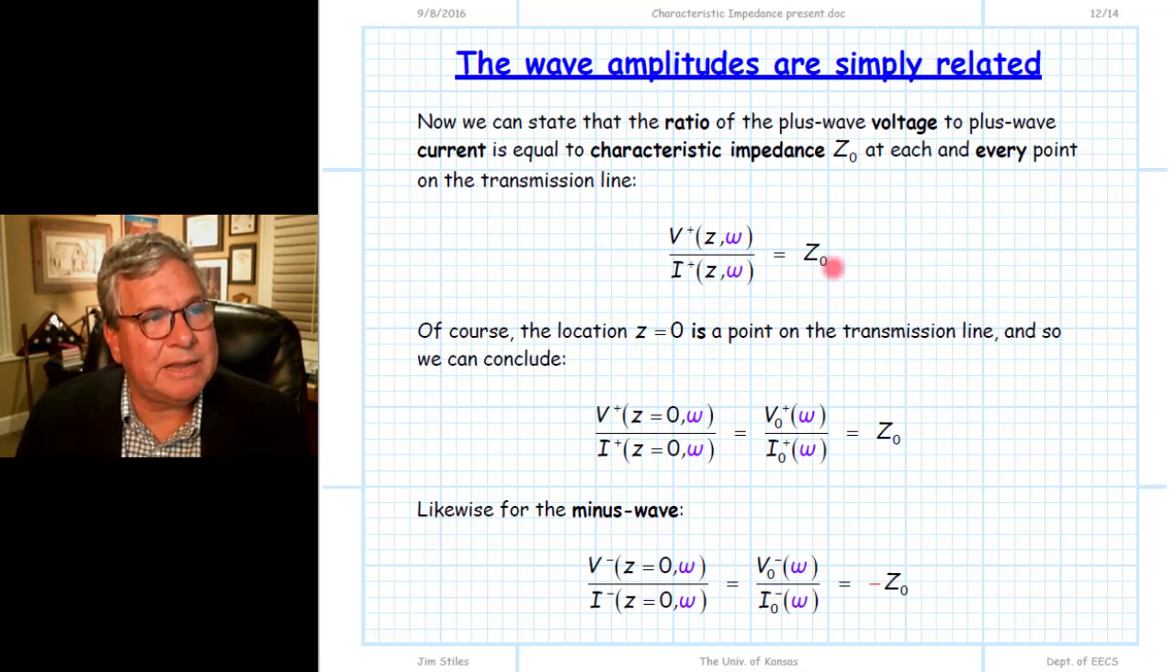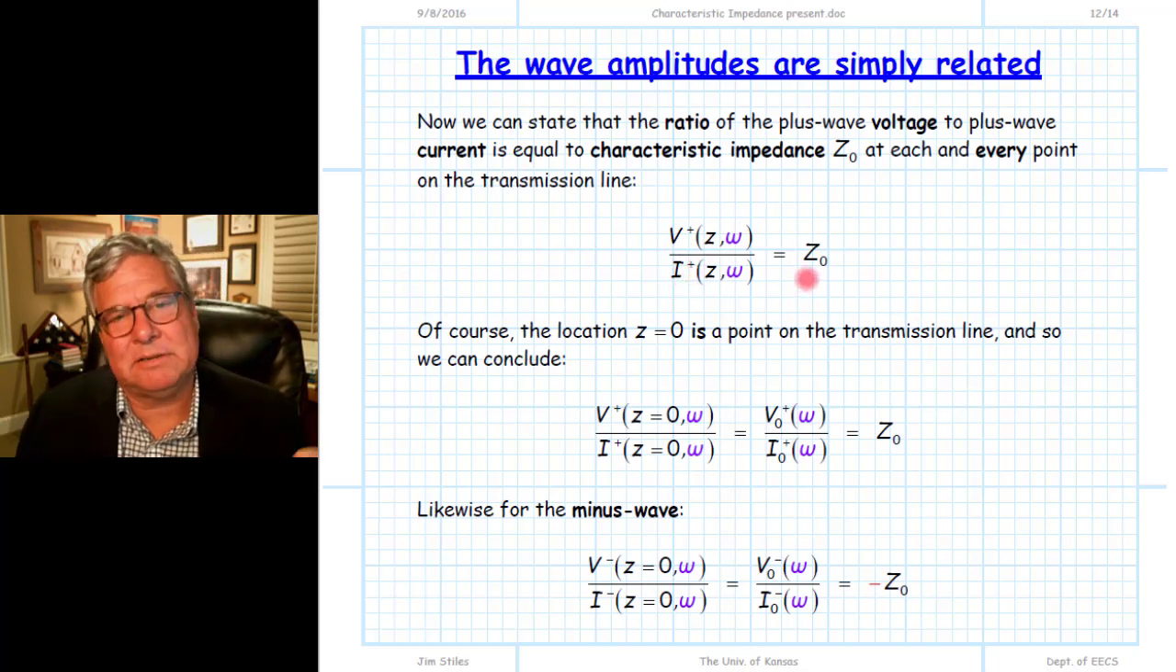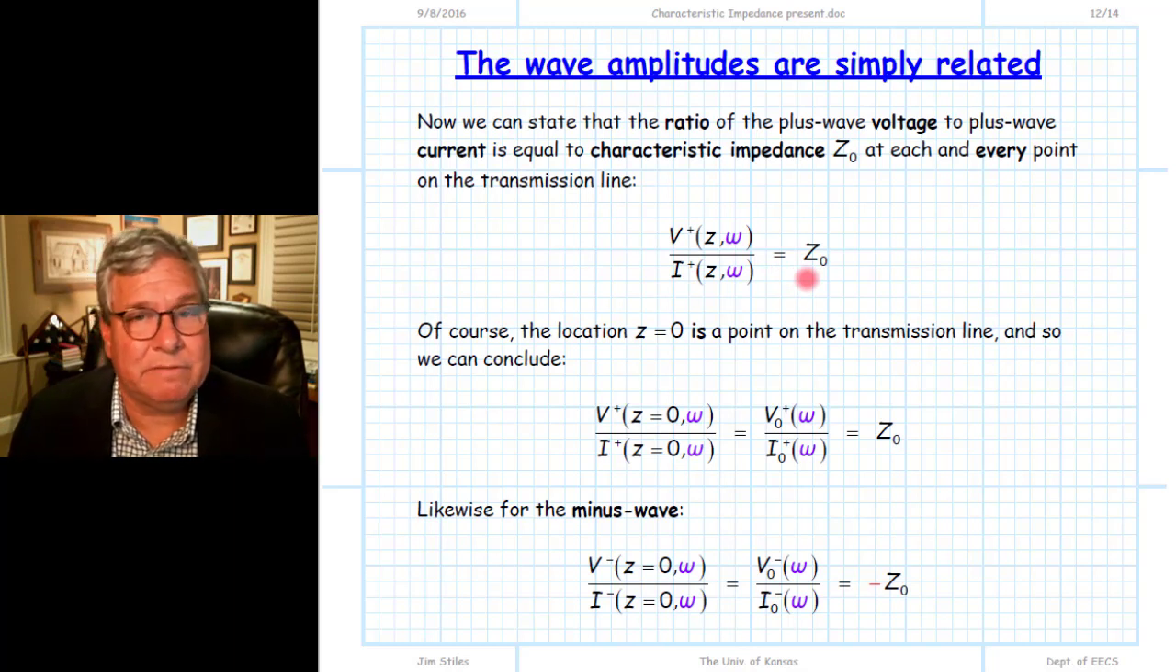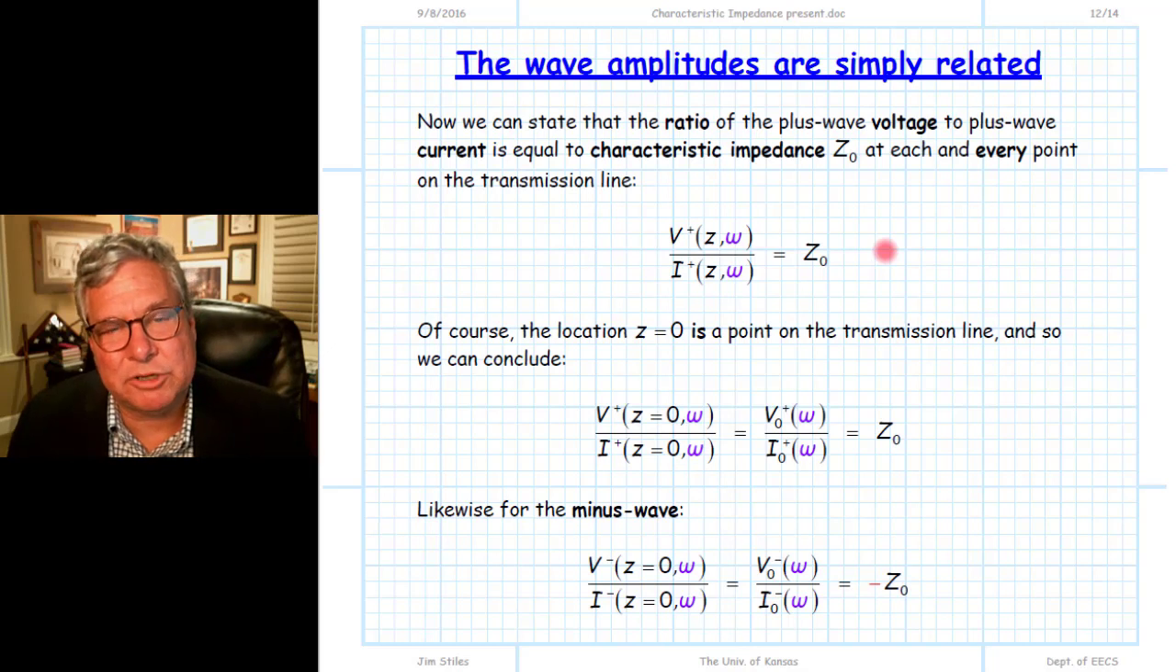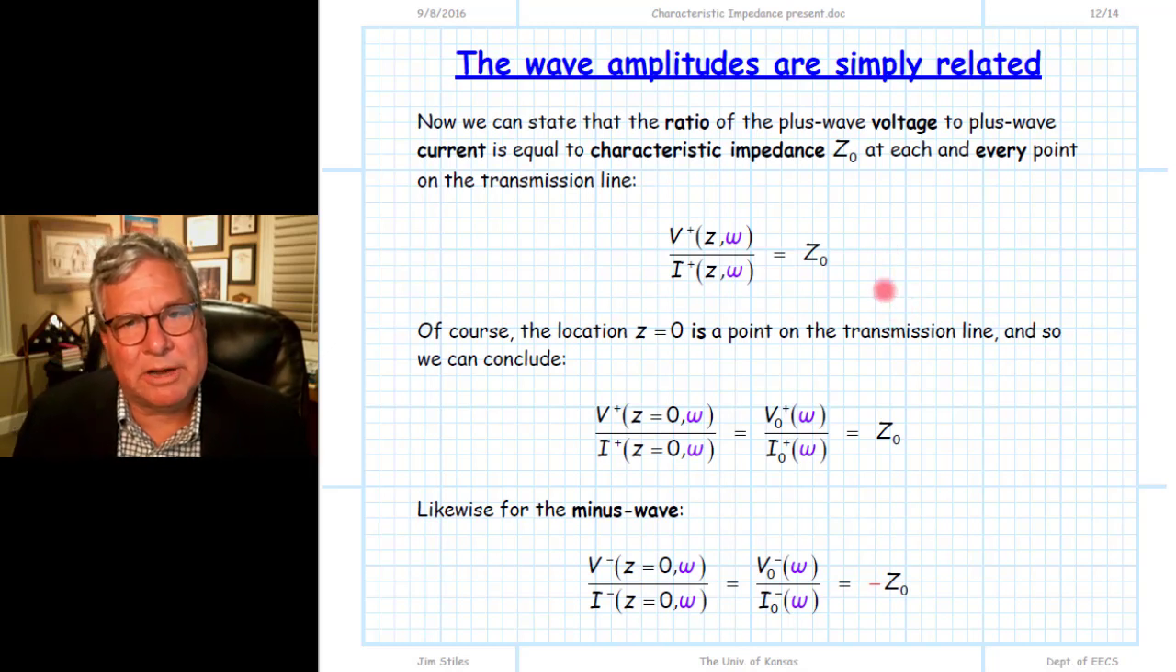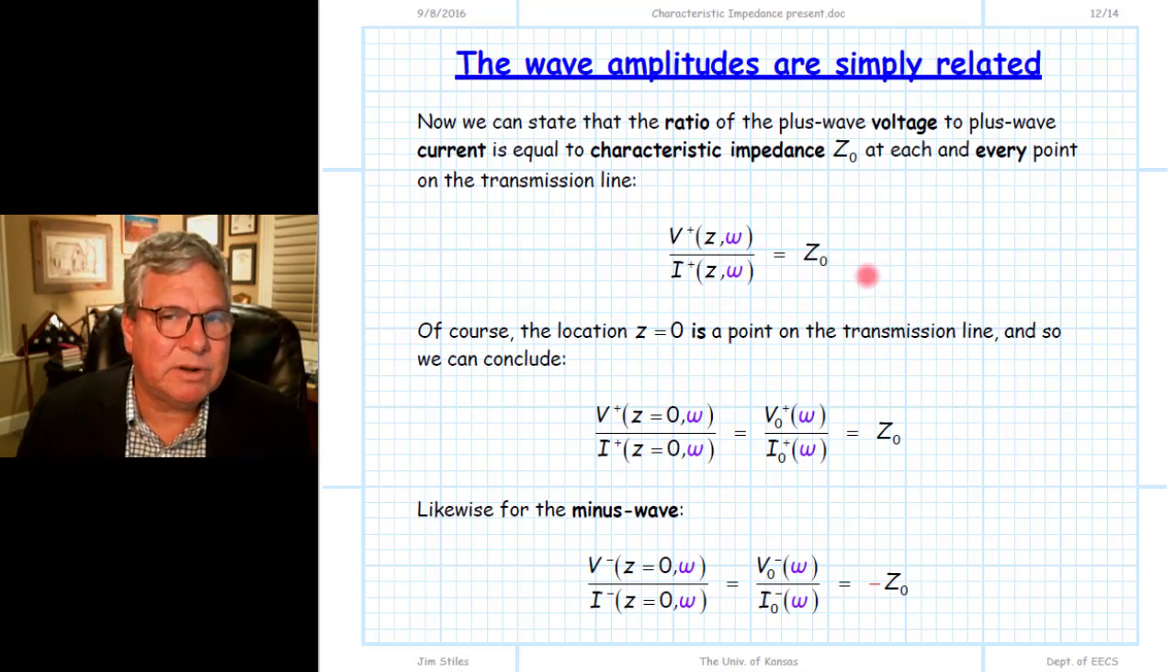If Z0 is big, it means that V plus is pretty big and I plus is pretty small. It tends to manifest itself more in voltage and less in current if the characteristic impedance of the transmission line is larger. Conversely, therefore, if Z0 is numerically smaller than other transmission lines, wow, that's a pretty darn small characteristic impedance for that transmission line. What does that tell us?